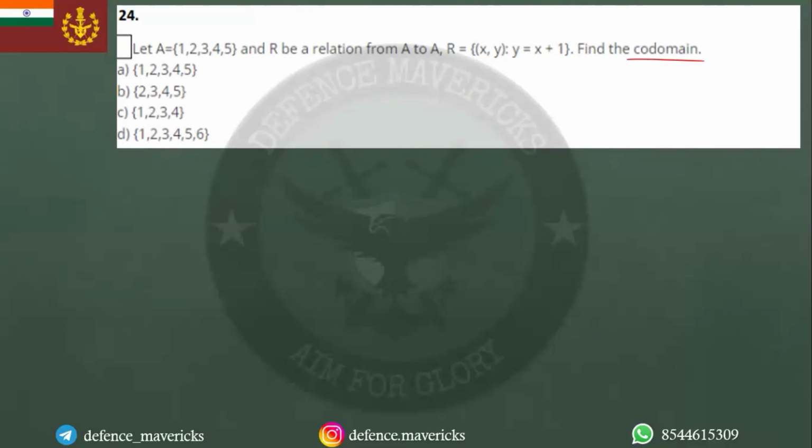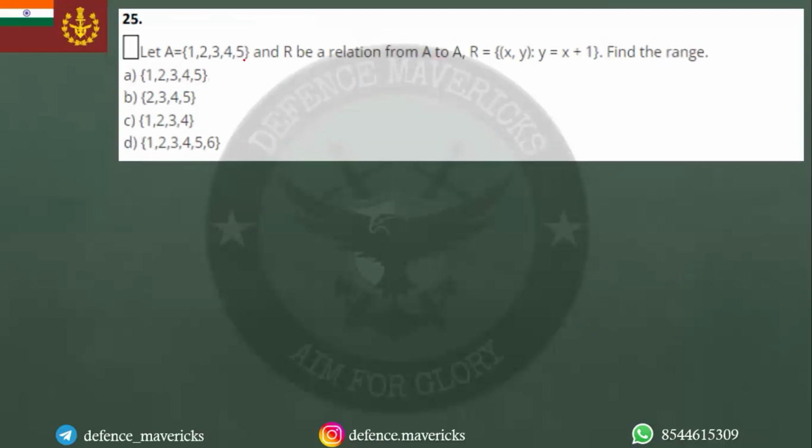ठीक है, available मतलब क्या कि इस set में से तुम output ले सकते हो. I mean your relation is defined from a set to another set, so that another set is your codomain. So those values are available for the output. If those values come or not is a different thing. So in codomain you include everything. So if the set is from A to A, then this entire A is your codomain. Okay, so 1 2 3 4 5.